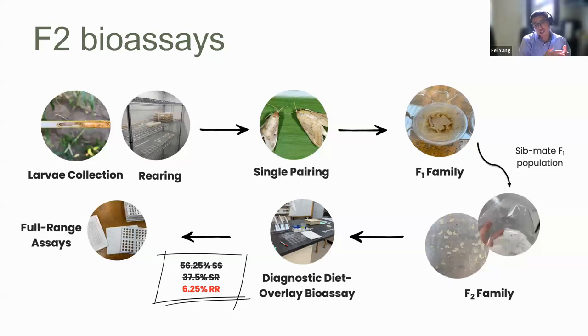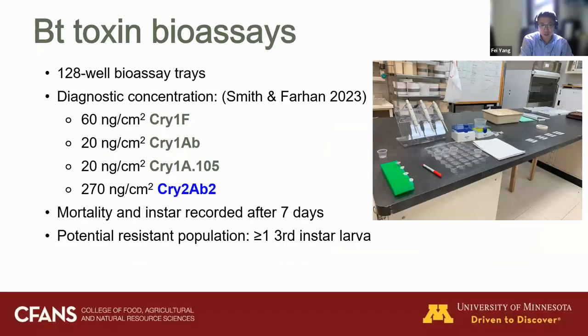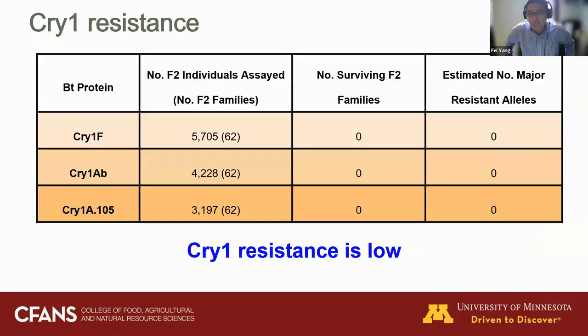What we did was collect these insects from the field and do bioassays with Bt proteins in the lab. Here we used all the Bt proteins in the market: Cry1F, Cry1Ab, Cry1A.105, and Cry2Ab2. We did diet bioassays, incorporating these Bt proteins. And here is our data. For the Cry1 Bt proteins, we tested Cry1F, Cry1Ab, and Cry1A.105, ranging from 3,000 to almost 6,000 insects, and we didn't find any survivors. That means all these Cry1 proteins are still very effective for management of European corn borer.